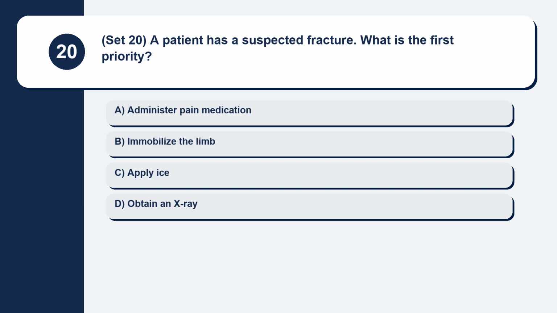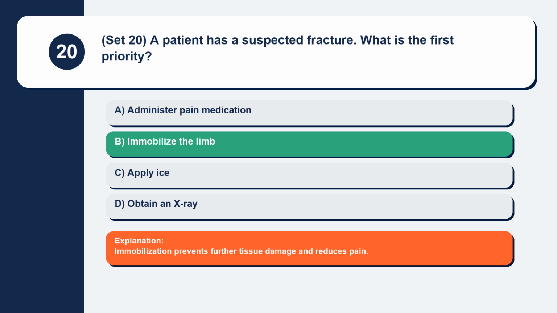Question 20. Set 20, a patient has a suspected fracture. What is the first priority? Administer pain medication, immobilize the limb, apply ice, obtain an X-ray. Immobilization prevents further tissue damage and reduces pain.